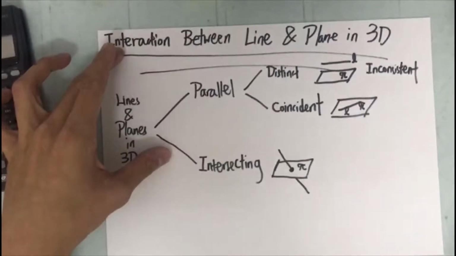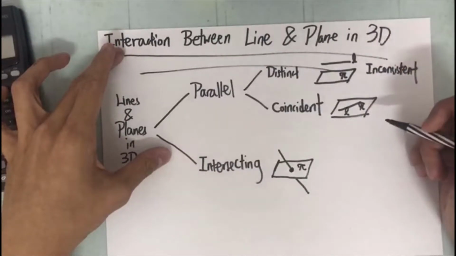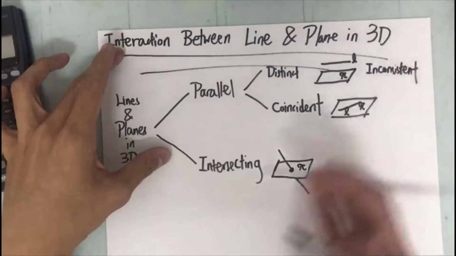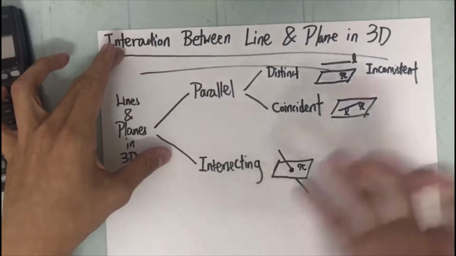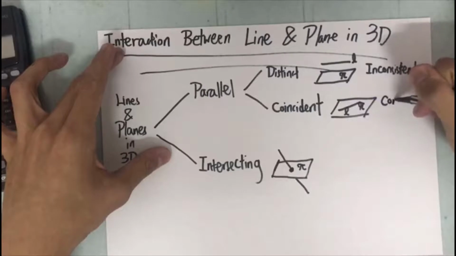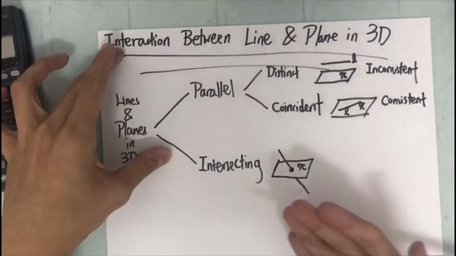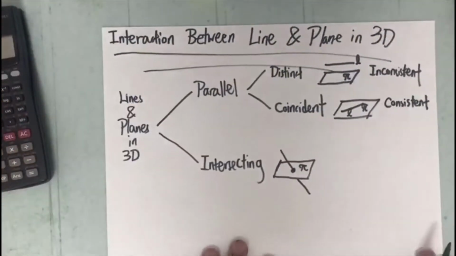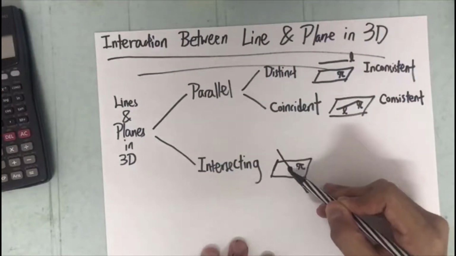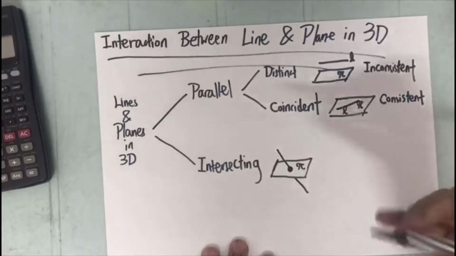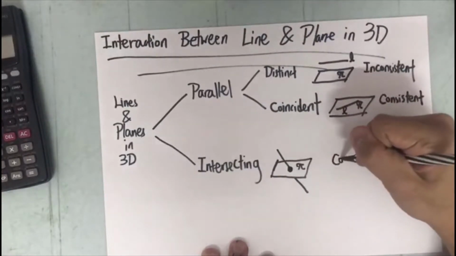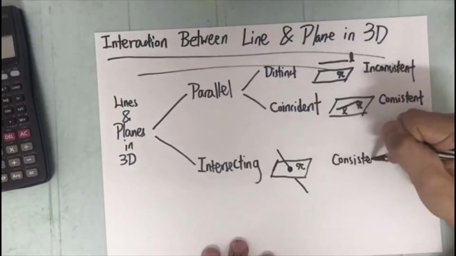For coincident, the line lies on the plane. Therefore, it is of course consistent because they have infinitely many solutions. All the points of the line are points on the plane as well. So they share a lot of points. They are consistent. And last but not least, intersecting lines. As I said, they must intersect at exactly one point. Therefore, they must share one point. When they share one point, they are of course consistent because they have one solution.